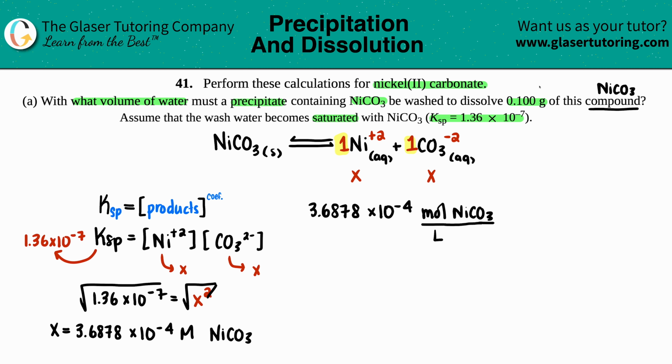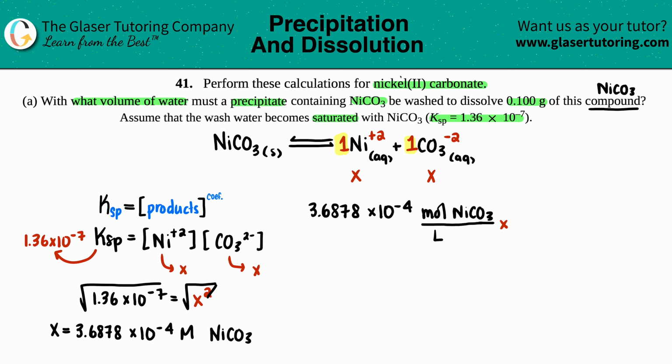Now, I want to use this gram value. So maybe I don't want it in moles per liter. Maybe I want it in grams per liter, right? So how would I go from a mole of NiCO3 to the respective gram value? Moles to grams, that's always the periodic table, right? So all we're going to do is a conversion.